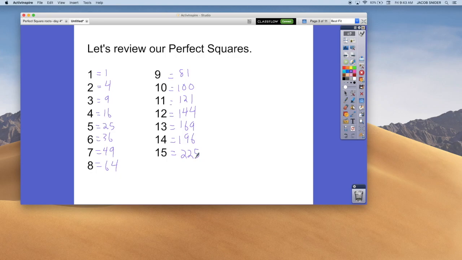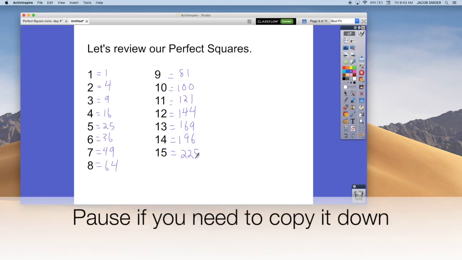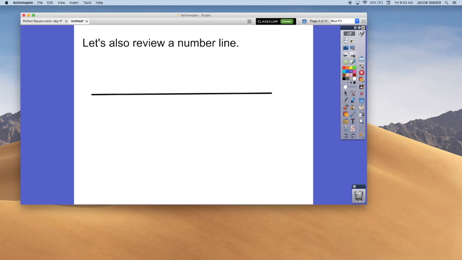If you already had your chart down from Friday, look back at that. You ought to be practicing those. But if you don't, here it is again. If you need to pause it and copy it down, go for it. All right, here we go. Let's take a look at the next one.